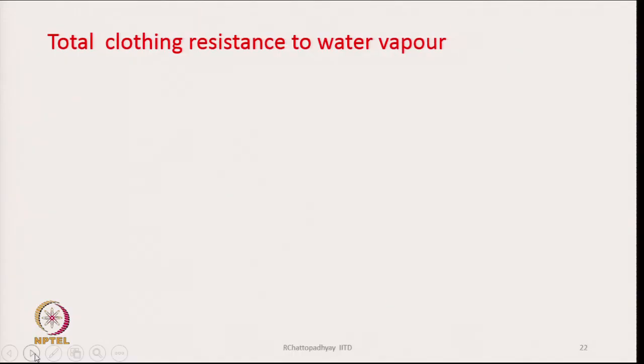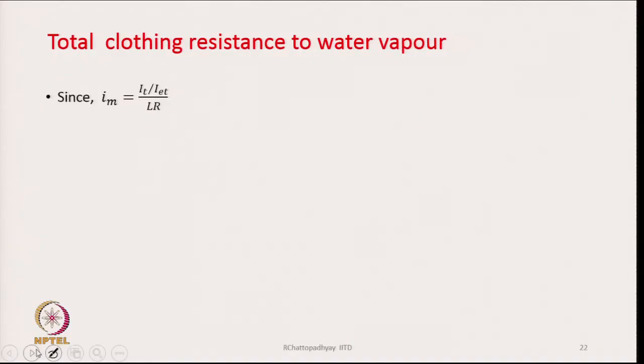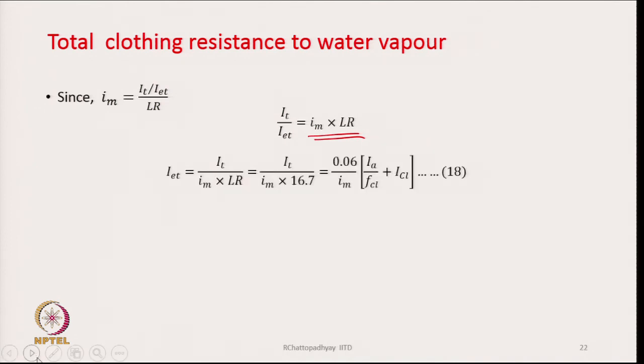So, total clothing resistance to water vapor, what will be the total resistance? Now, since Im equals It by Iet by Lr, we have already written it, and therefore, you can write It by Iet equal to Im into Lr, and Iet therefore becomes It divided by Im into Lr. It is basically written from the previous equations. So, from here we generate this, and from this one we generate this.